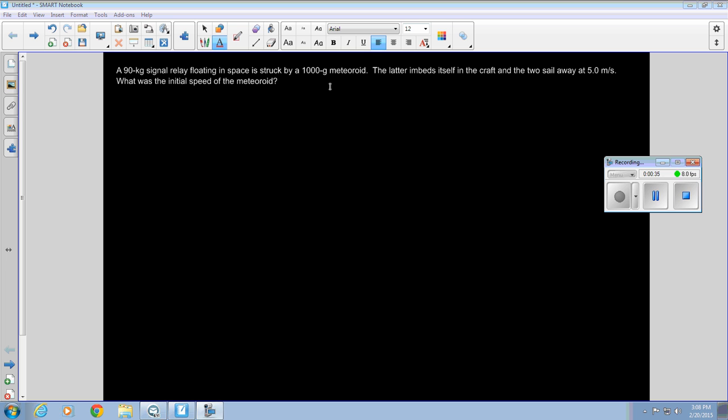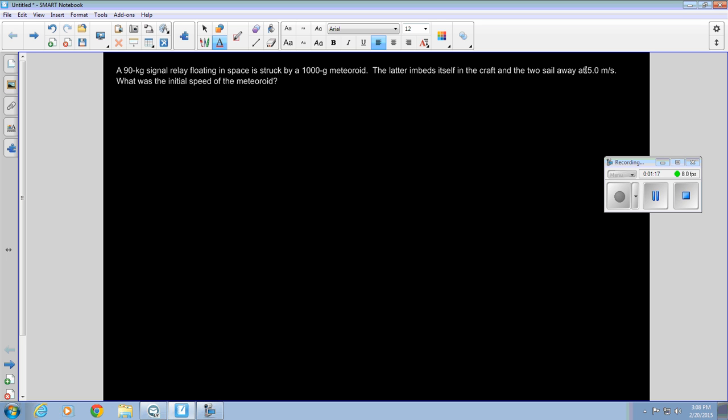So it gets hit by this meteoroid, and the latter embeds itself. That means the meteoroid embeds itself in the craft, and the two sail away at 5.0 meters per second. So, what was the initial speed of the meteoroid? If this thing's floating in space, I should back up and say this. Apparently, the signal relay is not orbiting the Earth; it's just floating in space. So it's just sitting there in space, and it's struck by a 1,000 gram meteoroid.